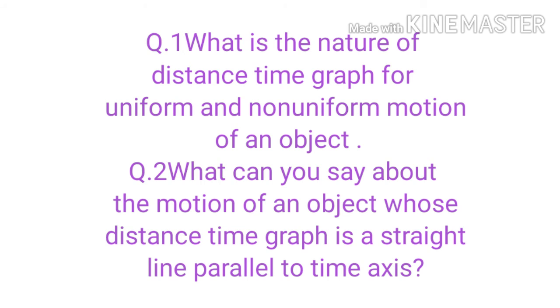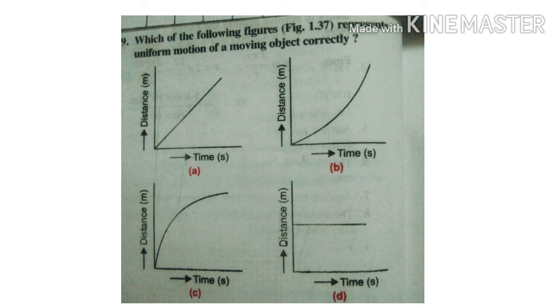Here we have a couple of questions. In the first question, the nature of the distance-time graph is asked for uniform and non-uniform motion of an object. In the second question, a straight line distance-time graph is given parallel to the time axis, and in that condition the motion of an object is asked. In this question, 4 figures are given and it is asked which figure shows uniform motion of a moving object correctly.